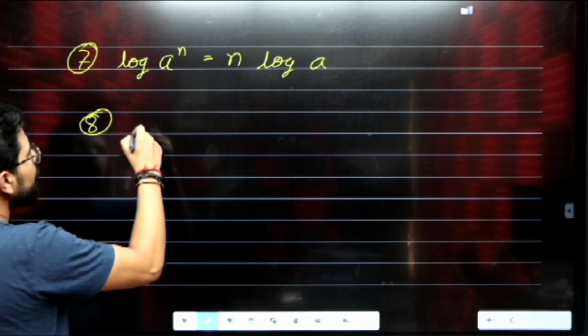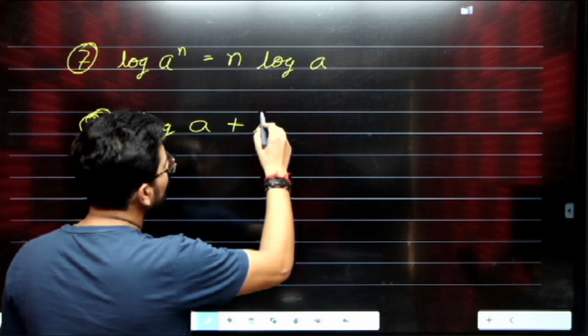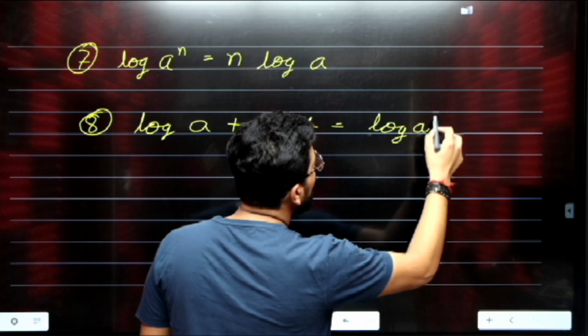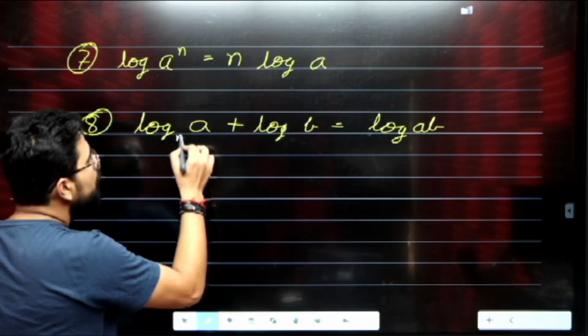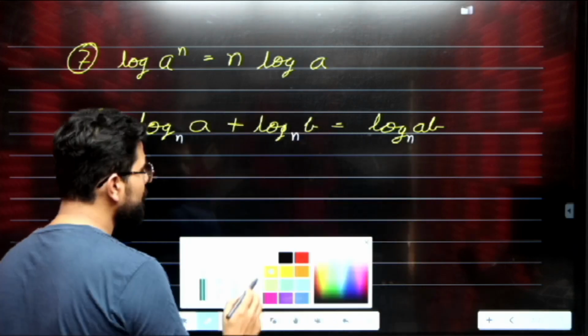Eighth, log a plus log b is equal to log a b. But the most important thing is the base should always be the same. Now, sir, how can we do this? Just tell me one thing.